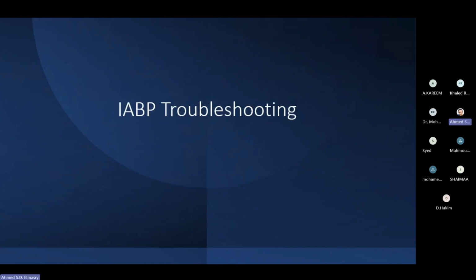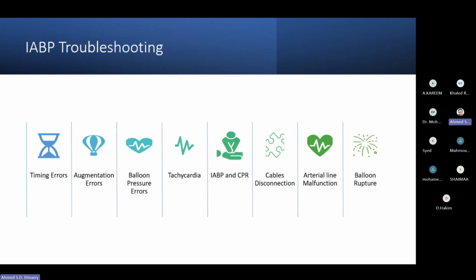Going to the next section, which is intra-aortic balloon troubleshooting. You will have a lot of sections for the troubleshooting, like timing errors, augmentation errors, balloon pressure errors, and what to do if you have a patient with intra-aortic balloon with tachycardia, what about the intra-aortic balloon during CPR, if you have a cable connection or arterial line malfunction, and if you have balloon rupture.